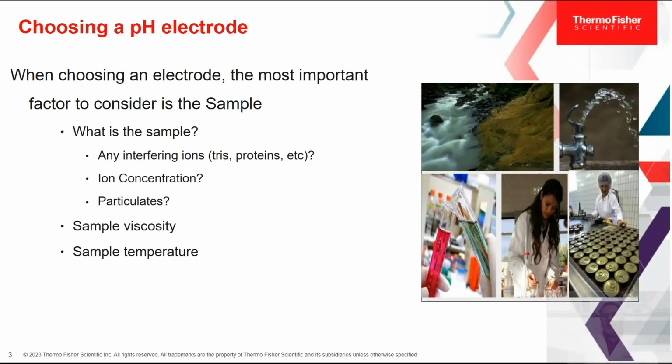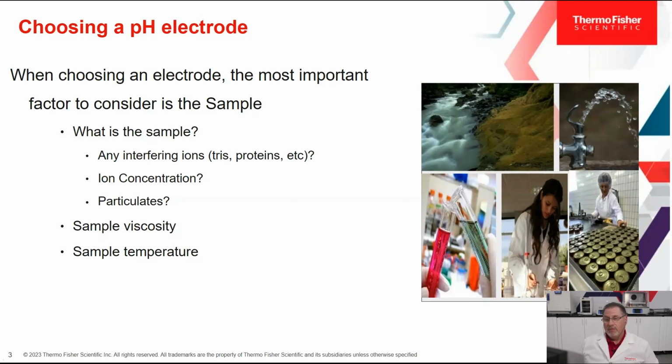So how do we begin to choose a pH electrode? The types of available electrodes, desired electrode features, and the compatibility of the electrode with the sample are all determining factors in selecting the right electrode. But I believe the most important factor to consider is the sample.